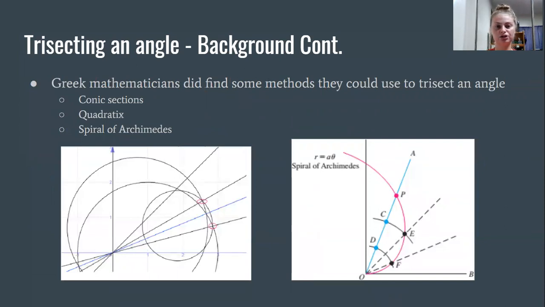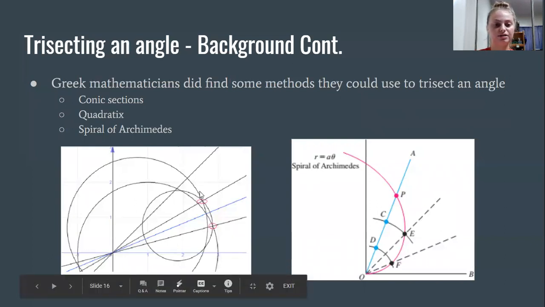And here are some methods that they were able to use. None of these methods are plane methods. Greek mathematicians found that they could use conic sections, the quadratrix, and the spiral of Archimedes to trisect an angle. On the left here is an example of using conic sections. We can see that multiple circles are drawn, and from the intersections of those circles, we can create the lines. And so we see there are 3 equal angles right there. So it's split exactly into 3 equal parts. And this is actually an example of a 45-degree angle.